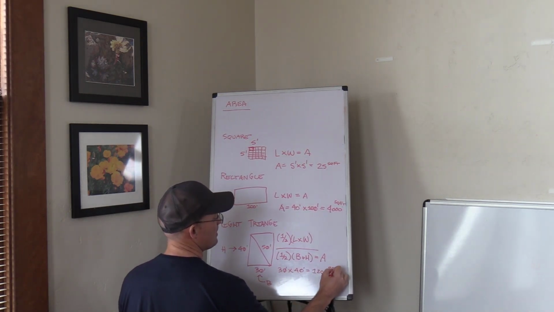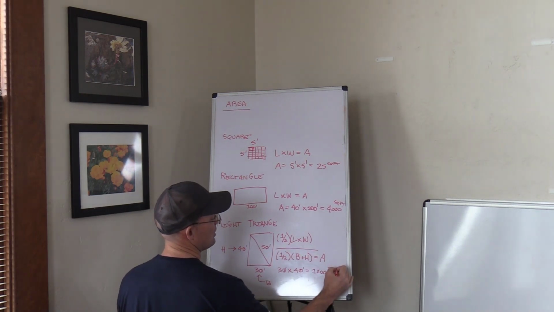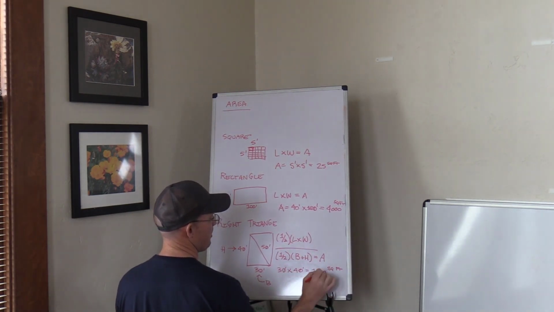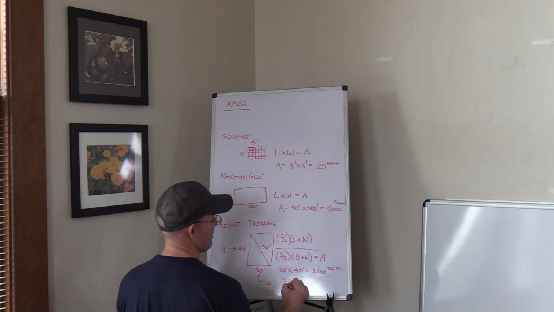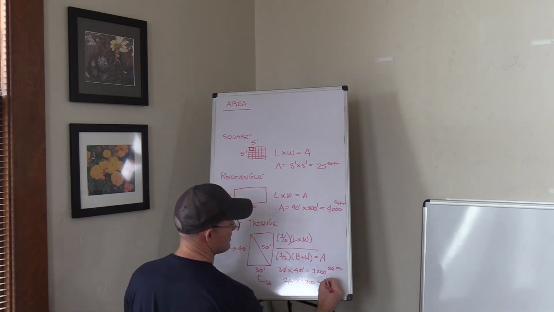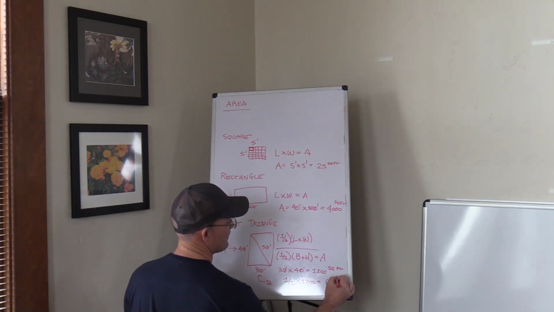Okay, but you've got to remember, that's for the whole rectangle. We only want half of that, right? So we've got to multiply that by half. 1/2 times 1,200 square feet is going to give us 600 square feet.